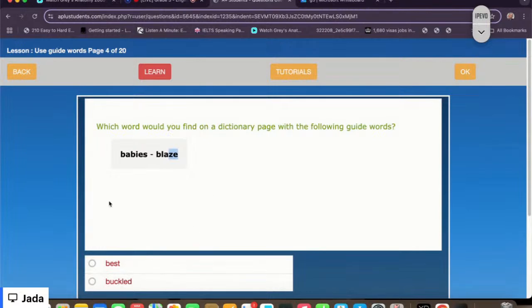I hope you're okay. So we have babies and blaze. So BA up until BL. So A up until L. We can find best in between babies and blaze, but we cannot find barcode because it's U.